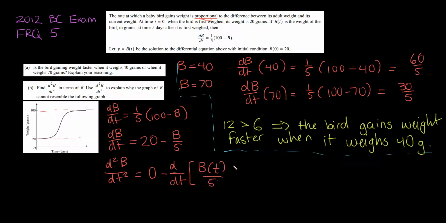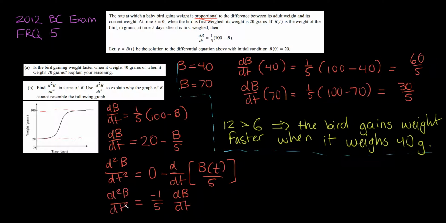So we have this expression. I'm going to get rid of the 0 here and take out the fifth. We can write this here as the derivative, right? It's just the derivative of b with respect to t. So this is dB dt, and this is the second derivative.